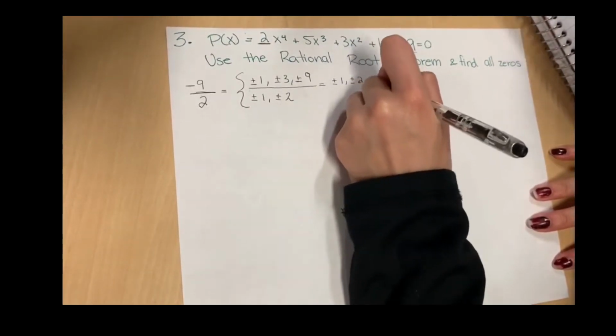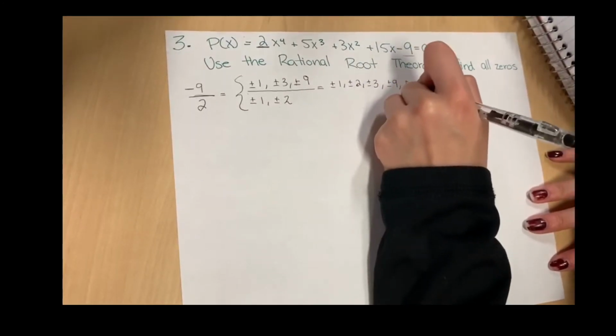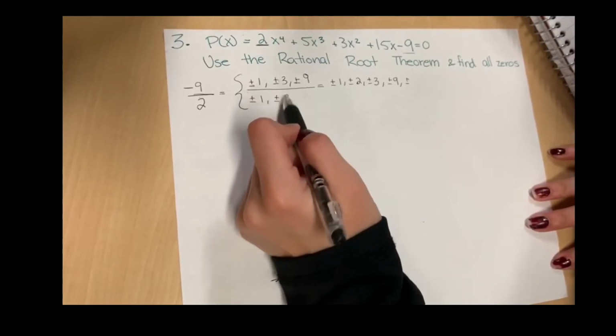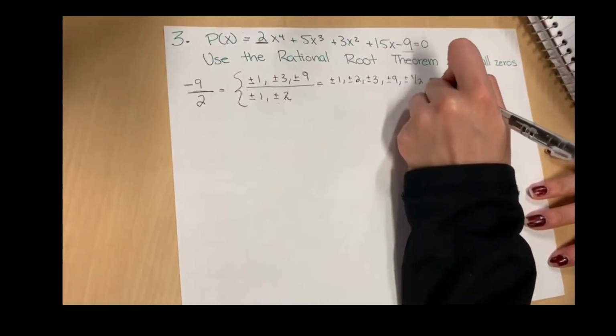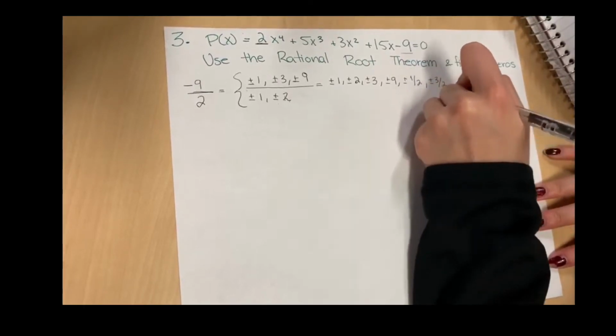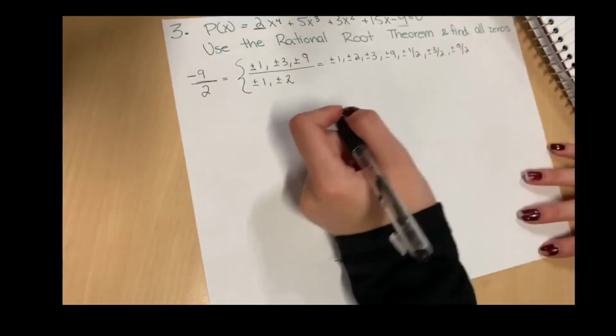This would mean that we have to try plus or minus 1, plus or minus 2, plus or minus 3, plus or minus 9, plus or minus half, plus or minus 3 over 2, or plus or minus 9 over 2. This is what my partner Vanessa is writing down right now.